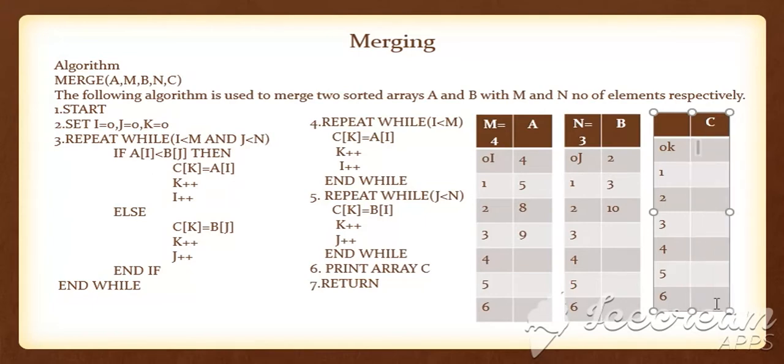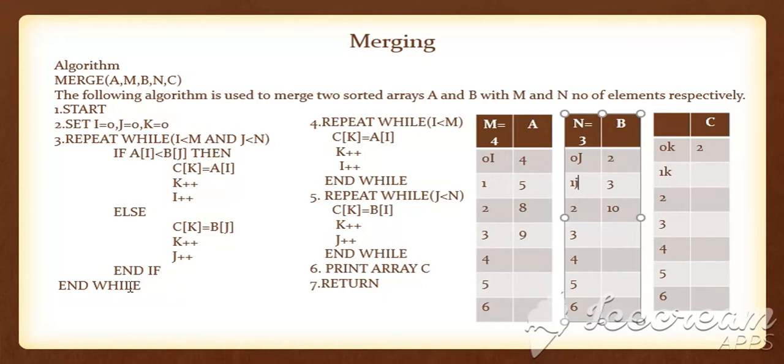I show you here, C of K is equal to B of J. That means 2 will be placed onto the array C. And then K is incremented, so K becomes 1, and J is incremented, so J becomes 1.